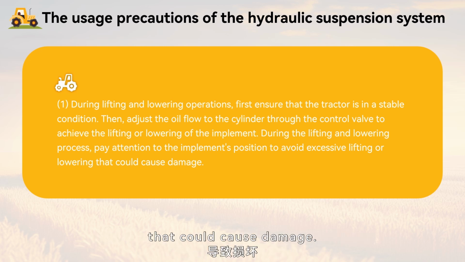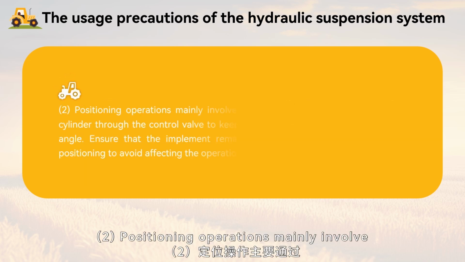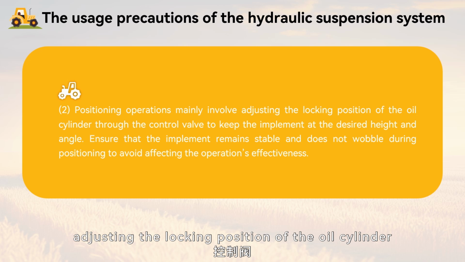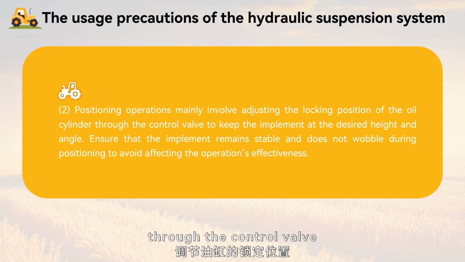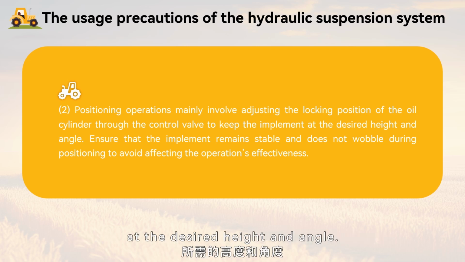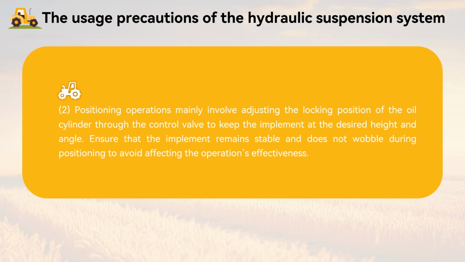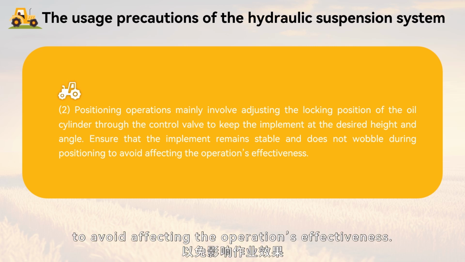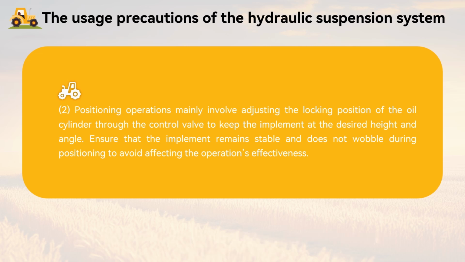During the lifting and lowering process, pay attention to the implement's position to avoid excessive lifting or lowering that could cause damage. 2. Positioning operations mainly involve adjusting the locking position of the oil cylinder through the control valve to keep the implement at the desired height and angle. Ensure that the implement remains stable and does not wobble during positioning to avoid affecting the operation's effectiveness.